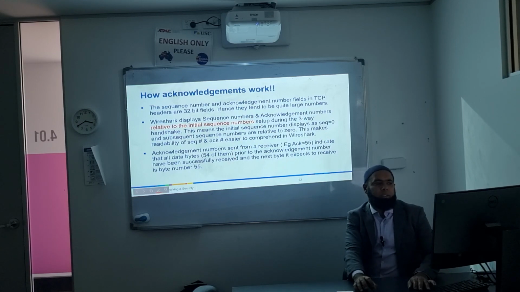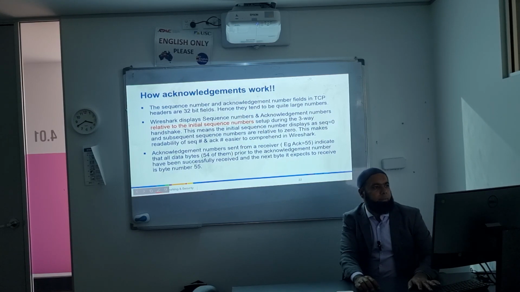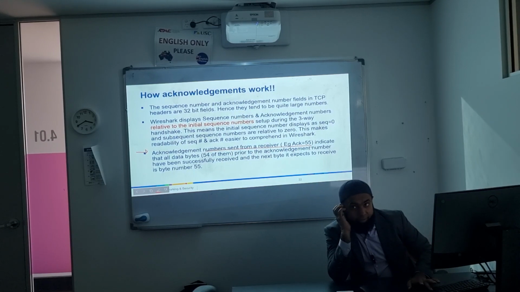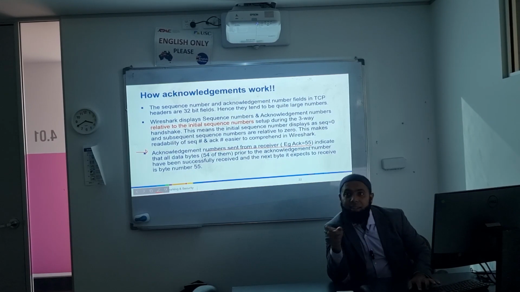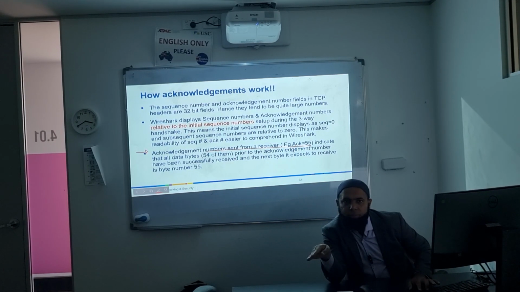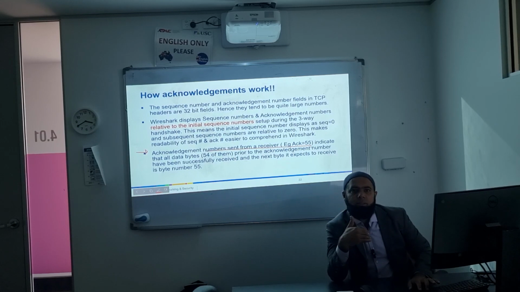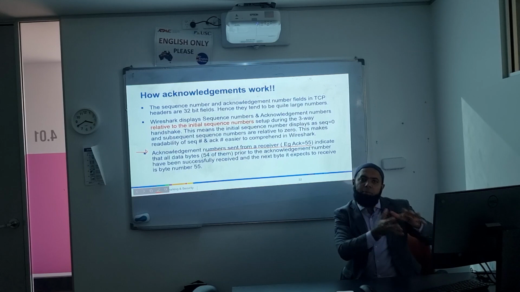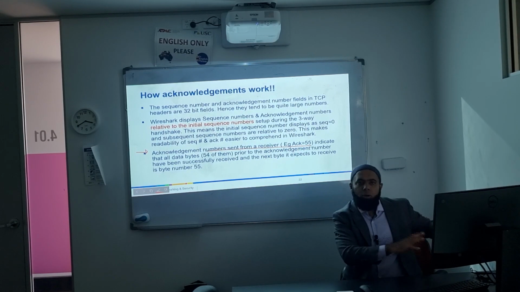Again, in this example as well, the same example is given, but I will explain it from here. In the Wireshark, we will have a look in the next slide. For example, the acknowledgement number sent from a receiver is 55. From the receiver, not the sender. It means that the sender is sending 54. Okay? If the sender is sending 54, the receiver sends 55. It means that 54 of the data bytes have already been received.